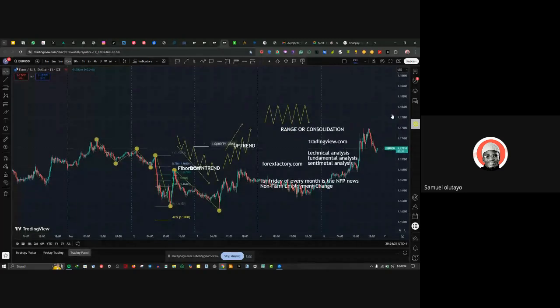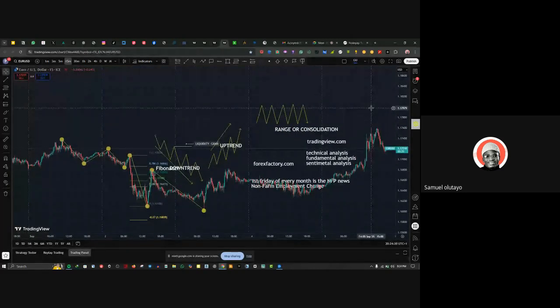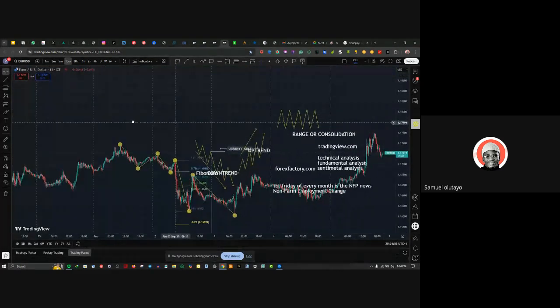So this was our last class. This was what we discussed in the last live session. And I'm just going to be showing you a few more tools that we'll be using in TradingView. So this is TradingView.